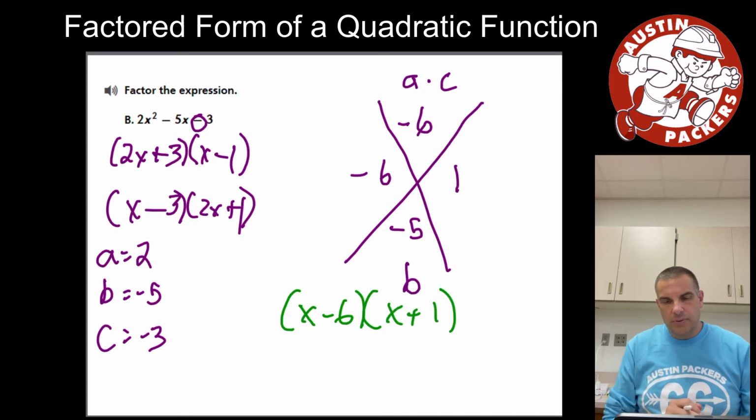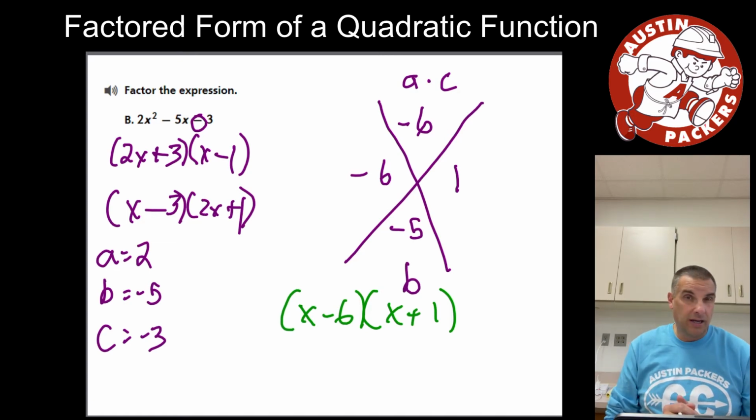Well, here's the problem with this. If I FOIL this out, is that correct? No, it's not. You get x squared, and we have to have 2x squared. So how do we solve that? Well, here's how you kind of solve that problem.